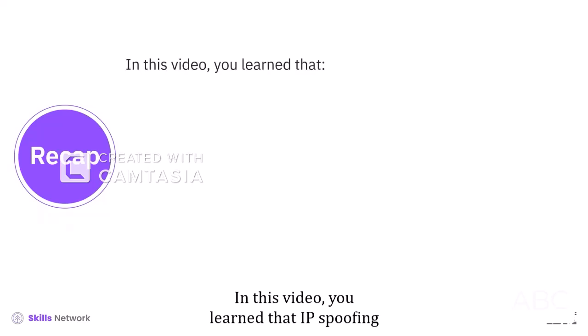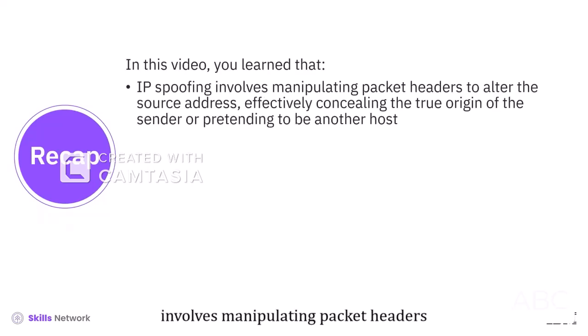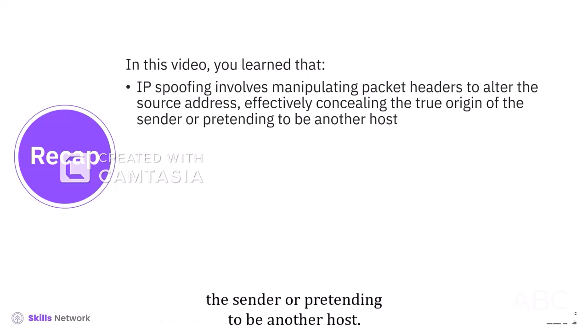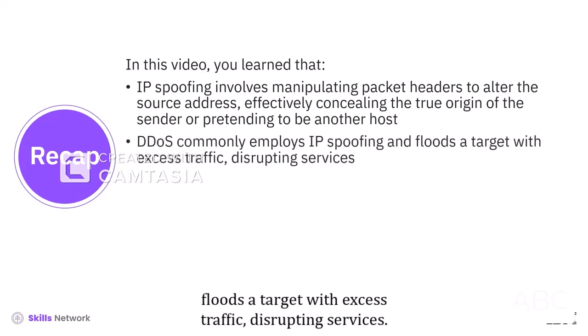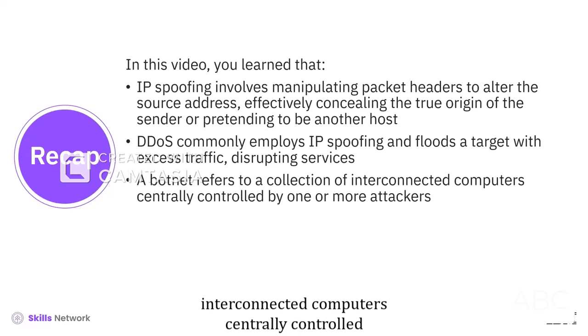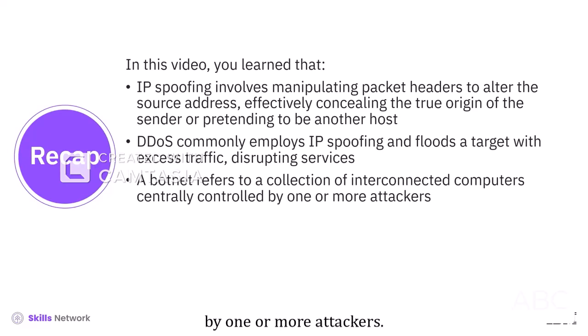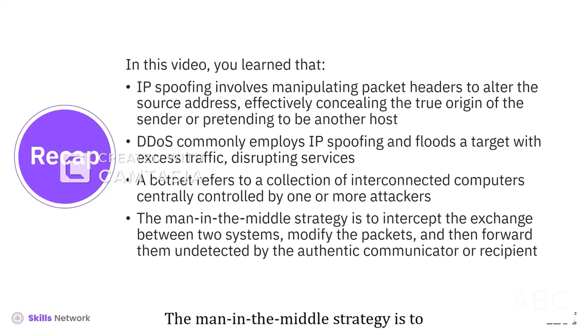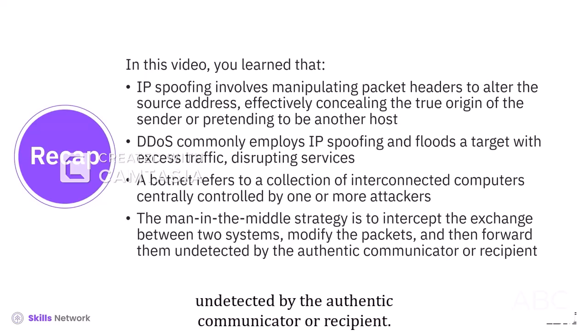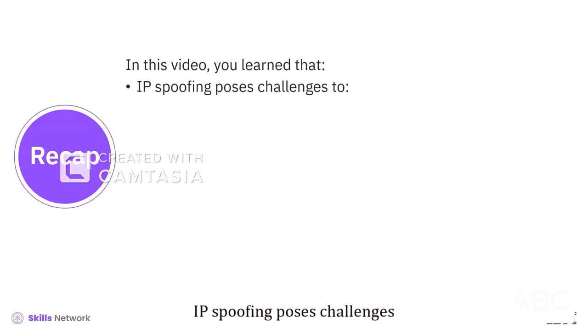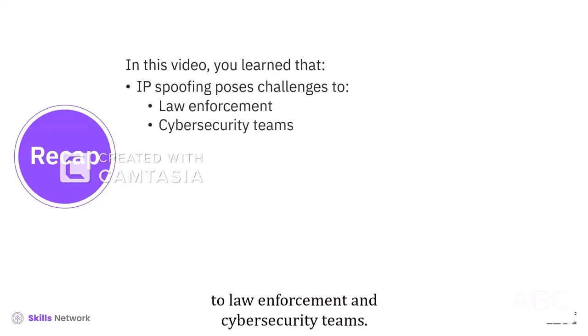In this video, you learned that IP spoofing involves manipulating packet headers to alter the source address, effectively concealing the true origin of the sender or pretending to be another host. DDoS commonly employs IP spoofing and floods a target with excess traffic, disrupting services. A botnet refers to a collection of interconnected computers centrally controlled by one or more attackers. The man-in-the-middle strategy is to intercept the exchange between two systems, modify the packets, and then forward them undetected by the authentic communicator or recipient. IP spoofing poses challenges to law enforcement and cybersecurity teams.